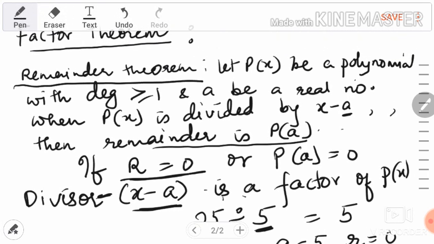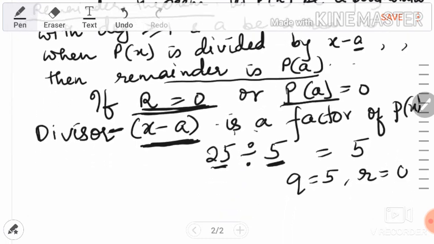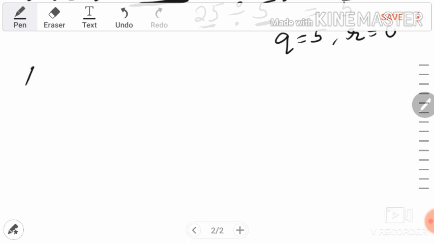In the same way, if a polynomial x minus a divides p of x exactly, then it becomes a factor of p of x. And when will it divide exactly? When the remainder is 0. But what is the remainder? Remainder is the value of polynomial at a. So when p of a is equal to 0, then x minus a is a factor of the polynomial p of x. So now we can write down the statement for factor theorem.